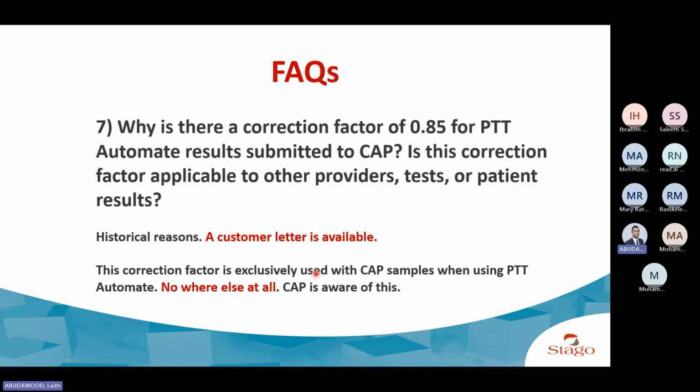It cannot be changed. So again, PTT Automate results, exclusively for CAP surveys, have to be multiplied by 0.85. There's a customer letter. If the customer says, I want proof of this, I can give you a customer letter. You can give it to your customer, no problem.